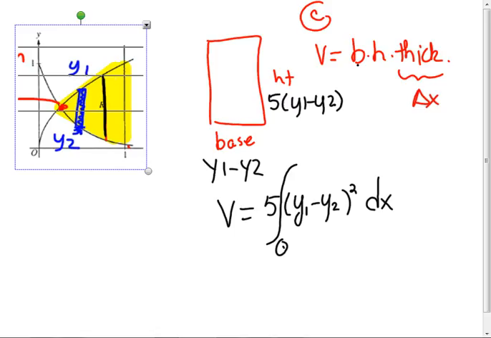Q to 1. I've clearly defined what y1 is. y1 was equal to the square root of x. y2, as long as it's in my problem, it's okay. And that was e to the minus 3x. Now I've memorized the problem.